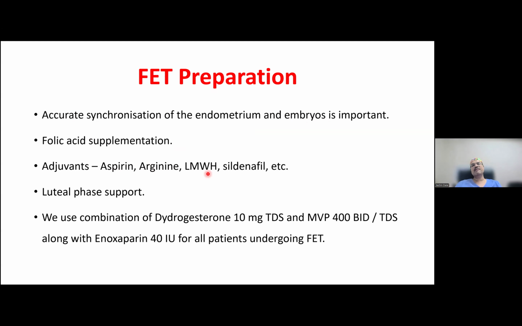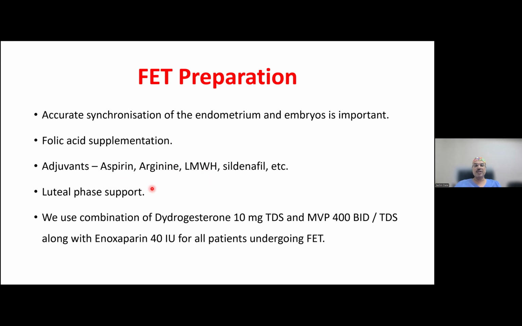LMWH, I don't use in fresh cycles. I use it in frozen embryo cycles for all our patients. Sildenafil, rarely I need to use when I'm seeing the vascularity is not that great or the endometrium is thin. Aspirin, I usually use 75 to 150 milligrams depending upon body weight. Arginine 3 gram one sachet is more than sufficient, and low molecular weight heparin 40 to 60 international units.